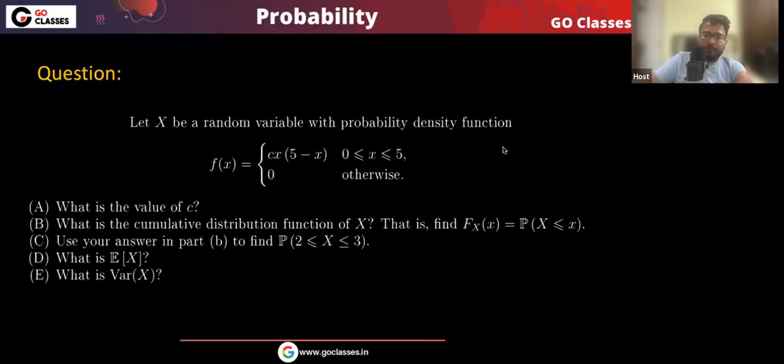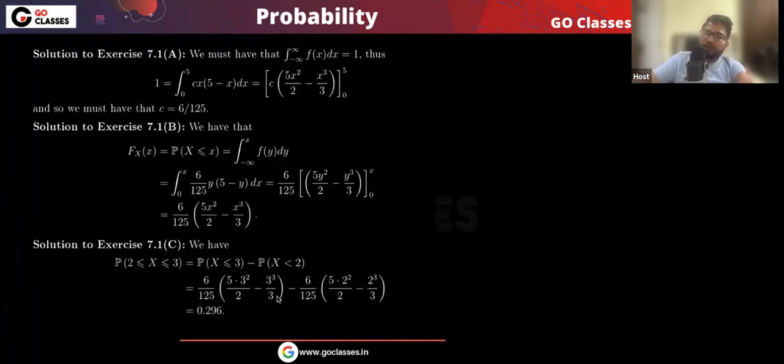Cool. Similarly, this is also an easy question. I think you can find the answers, which are on the next page. You can try this as homework. So now you know how to find the expectation in the case of continuous also, right? That's also easy.